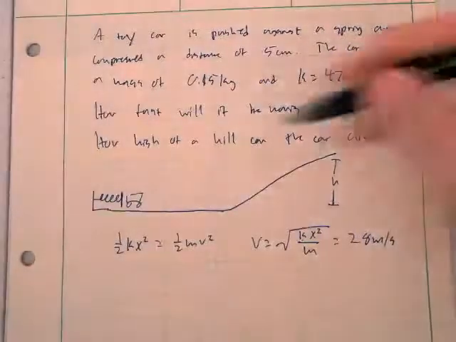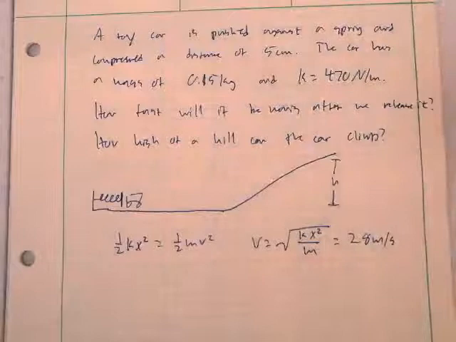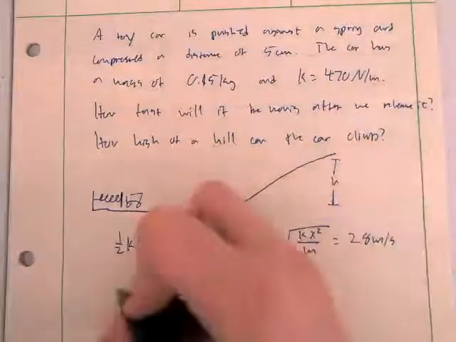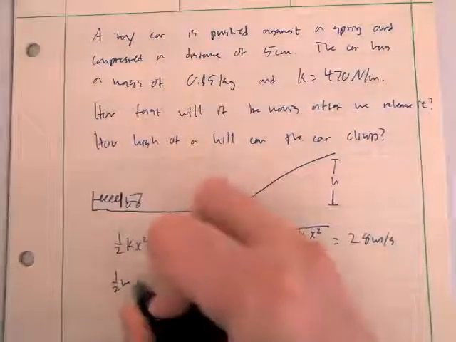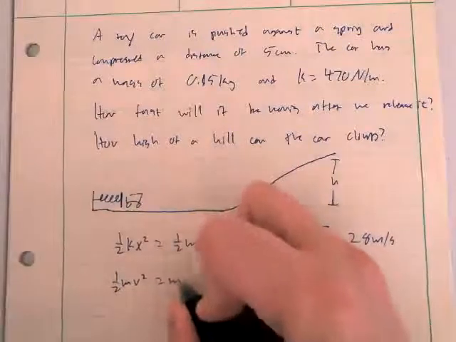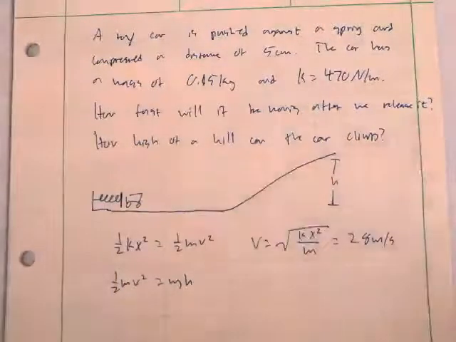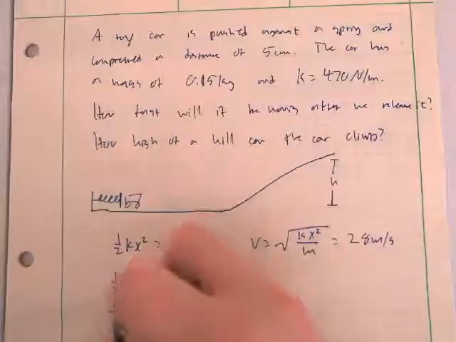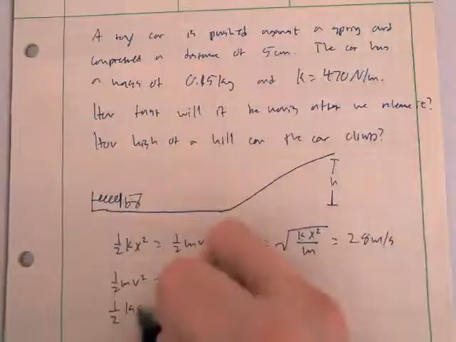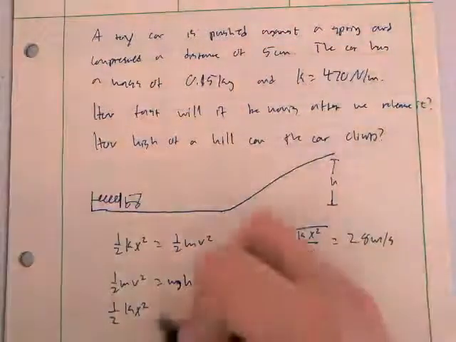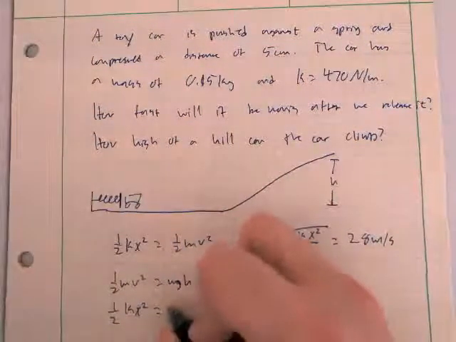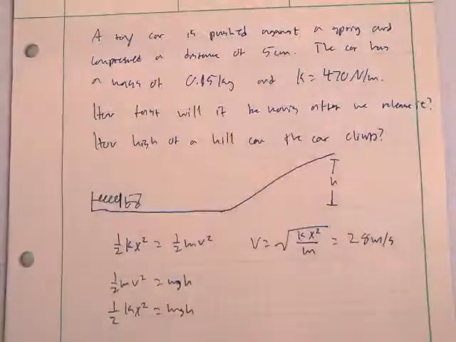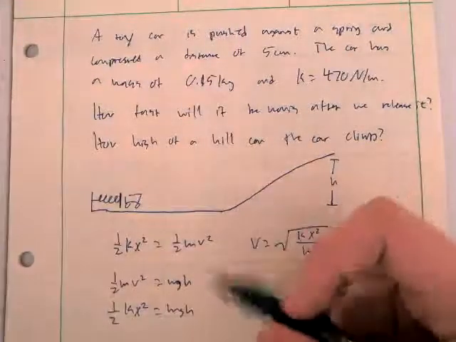And the next part we want to know is how high of a hill the car can climb. You can do this one of two ways. You can either convert the kinetic energy into gravitational potential energy, or you can convert the spring potential energy that we started with at the beginning into gravitational potential energy. Either way will work, and either way you can solve for h. The numbers will end up being exactly the same.